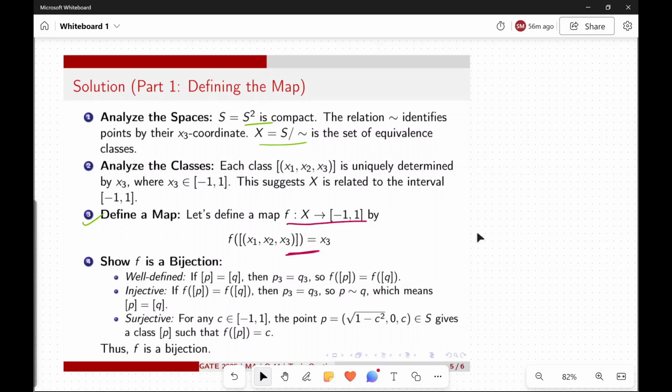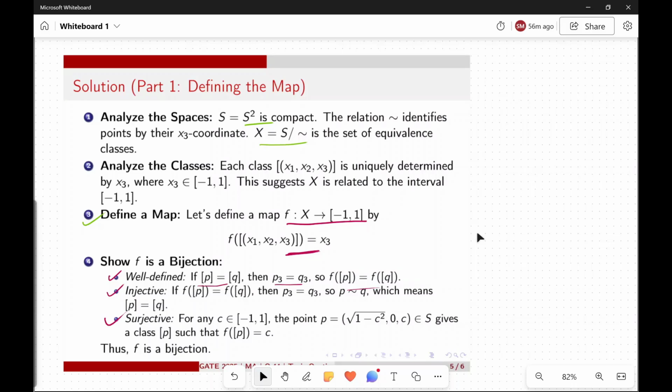Now there are a few things we need to check. One is well-defined, second is injective, and third is surjective. So how does well-definedness come? If p is equal to q, then obviously p3 is equal to q3. So there is nothing to check. It is well defined, obviously, so there is nothing to do.